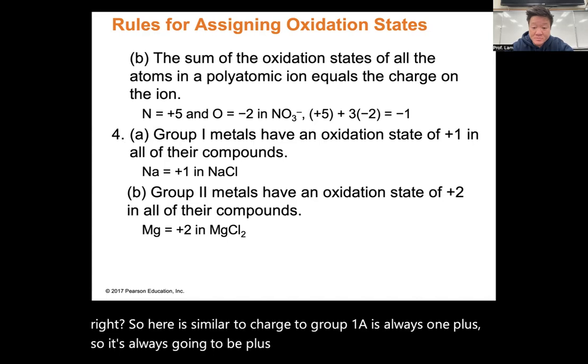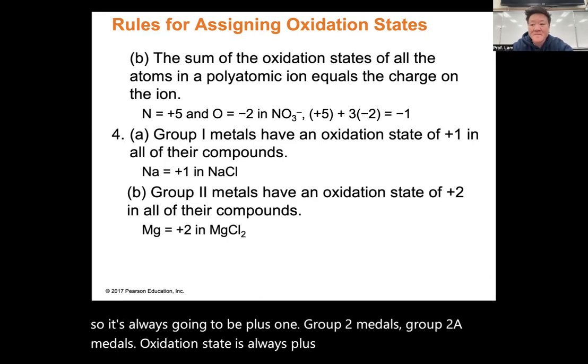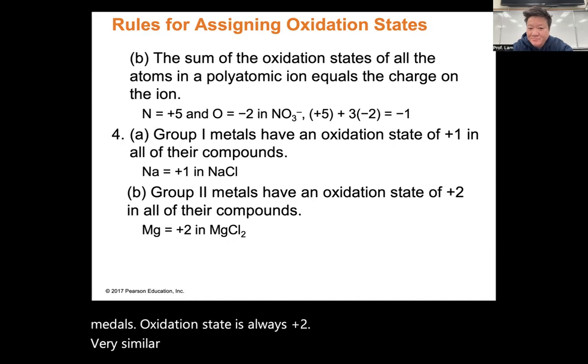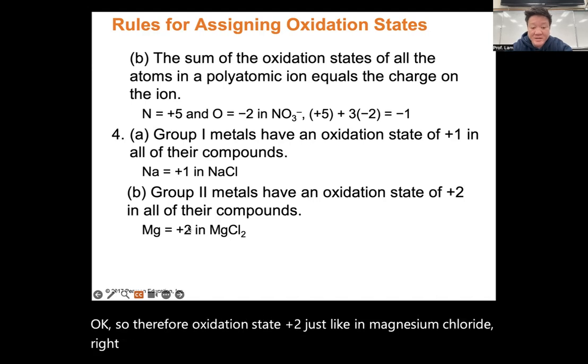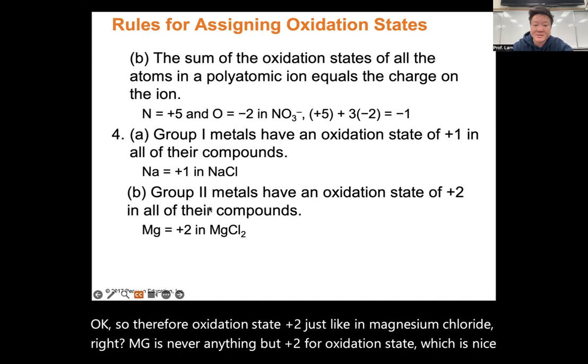Group 2 metals, group 2A metals, oxidation state is always +2. Very similar to charge, right? What is the charge of group 2A? 2 plus. So therefore oxidation state +2. Just like in magnesium chloride, Mg is never anything but +2 for oxidation state, which is nice. Doesn't change on you.